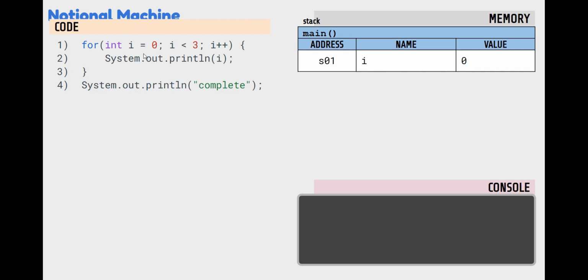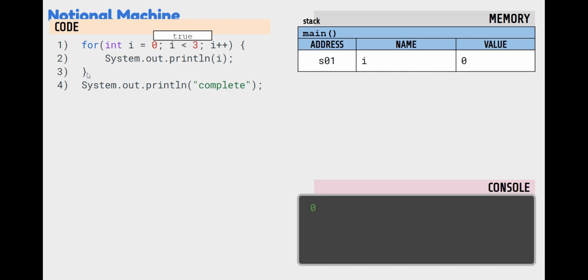So we have I initialized in memory. That is a one-time execution. Now we go on to our Boolean expression. We are asking if I is less than 3. We are asking if 0 is less than 3, which evaluates to true. We go into line 2 and we're going to print out I. In the console, you see we printed out 0 because that's the current value of I.